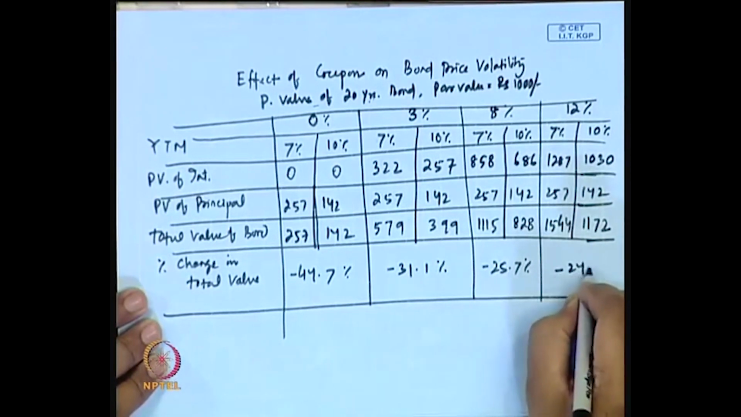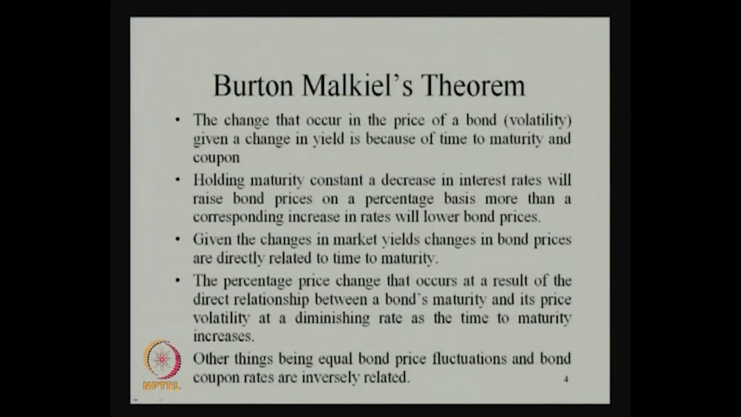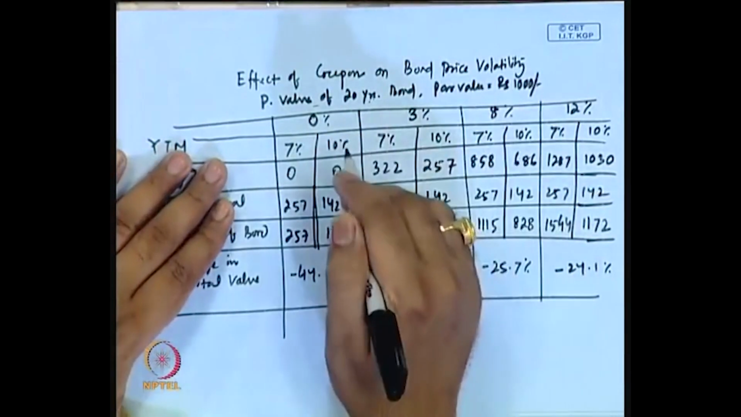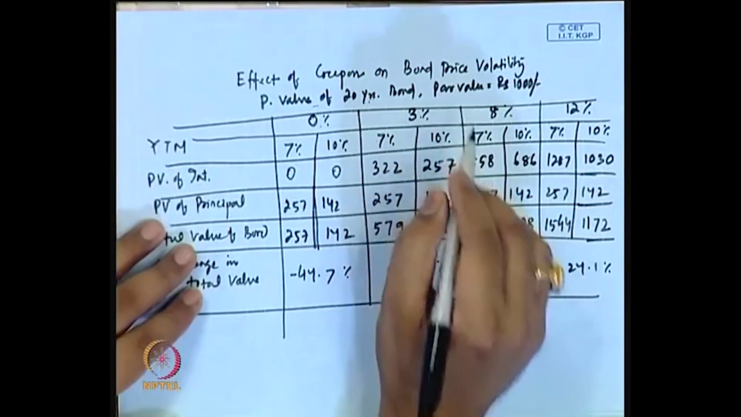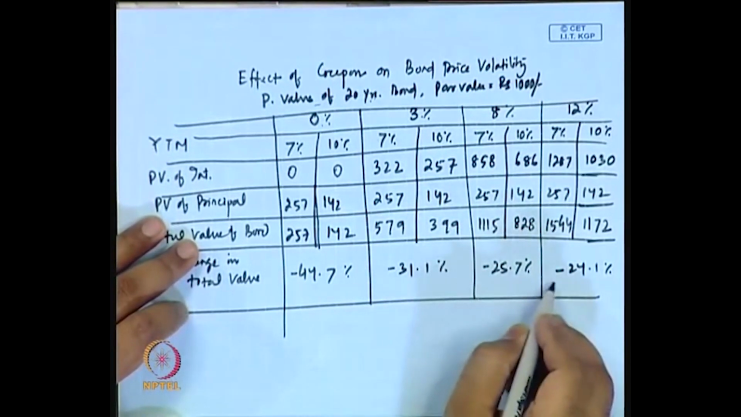minus 25.7%, minus 24.1%. What it is saying is that, holding maturity constant, a decrease in interest rates will raise bond prices on a percentage basis more than a corresponding increase in rates will lower bond prices. And another thing: other things being equal, bond price fluctuation and bond coupon rates are inversely related. If you keep all these things constant, when your coupon is changing, your bond price volatility fluctuations are also changing.